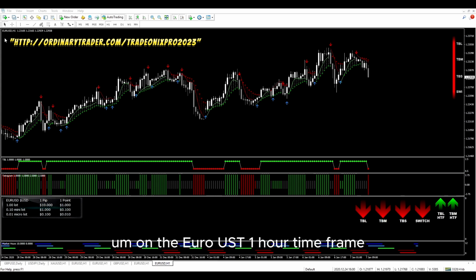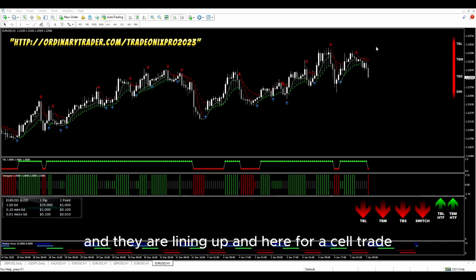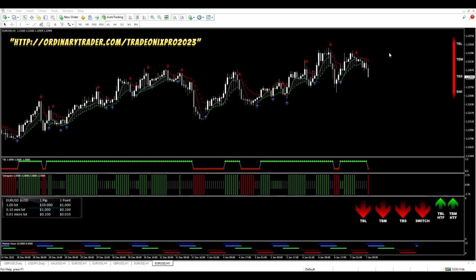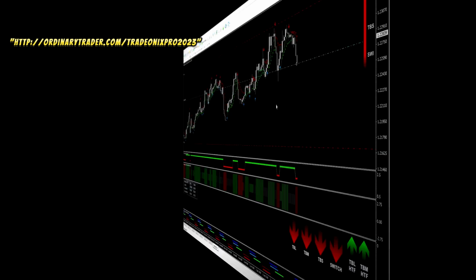I'm on the Euro USD 1 hour time frame. All my indicators there and there are lining up, and here for a sell trade. So I'm just going to wait for this candle to close and confirmation of my signals. And once it happens, I'll be entering a sell trade. I'm going to then pause the video for now and be back shortly.